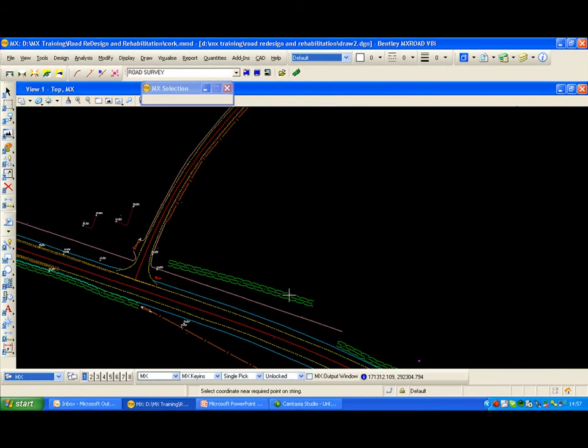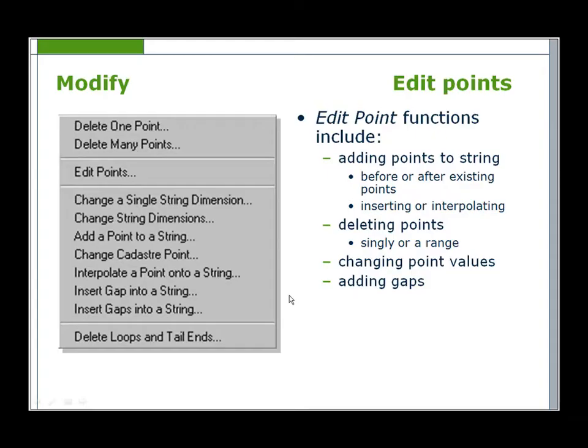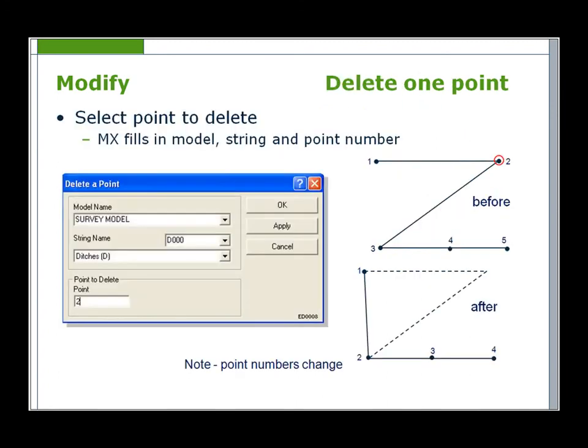But you can see there's no undo facility inside MX, so I would have to live with it at this particular point. We're now going to look at the modify functions for edit points. Here we can delete one point, we can delete a series of points, we can change the point information in terms of X, Y or Z using the edit point function. We can add a point to the string, we can put a gap into a string, we can interpolate a point onto the string.